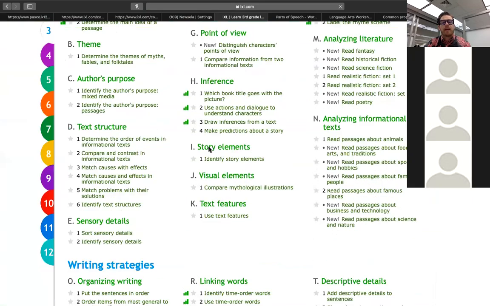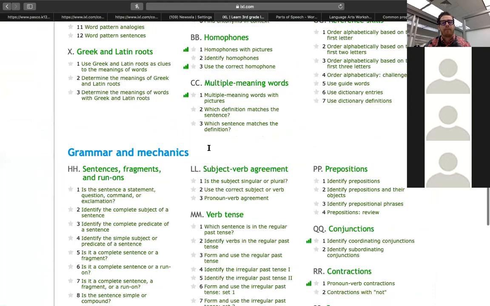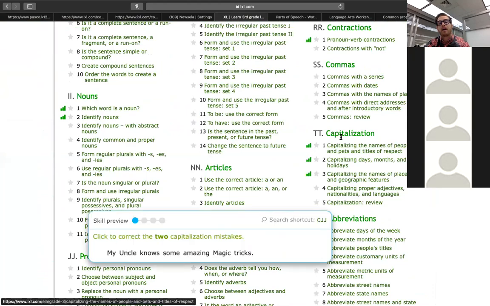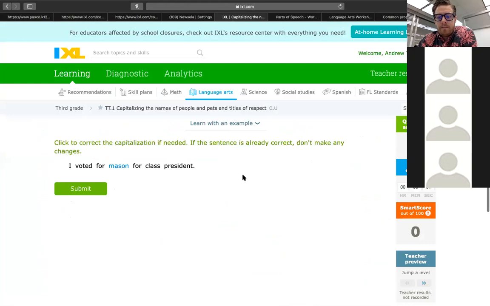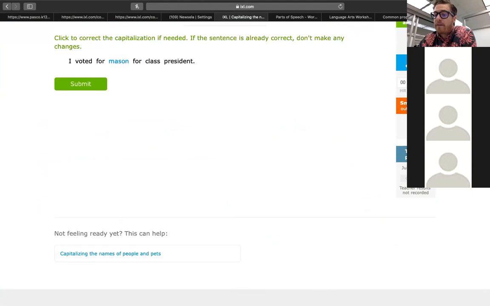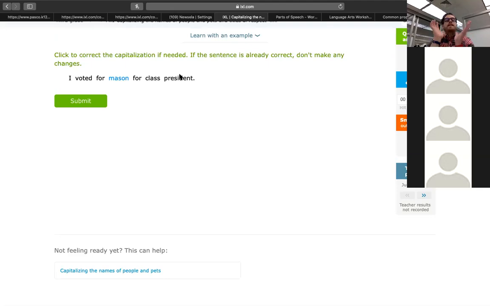So we are looking at capitalization. I've got to find it. Let's go around. Bingo. All right. So we're looking at all this. We might be able to do the capitalization review, I think. Actually, let's go through each one, two or three in each one. All right? Okay. And you can use this little jump a level if you want to go to 4th grade. All right. So we're correcting the capitalization here. If the sentence is already correct, don't make any changes.